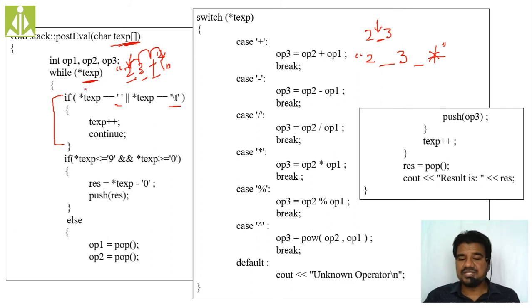Till the end of the string. So next, what we are doing? We are checking whether the particular character is between 0 and 9. It must be less than or equal to 9 and must be greater than or equal to 0. Then result equals that value minus '0' we are doing, and then we are pushing that result to the stack.